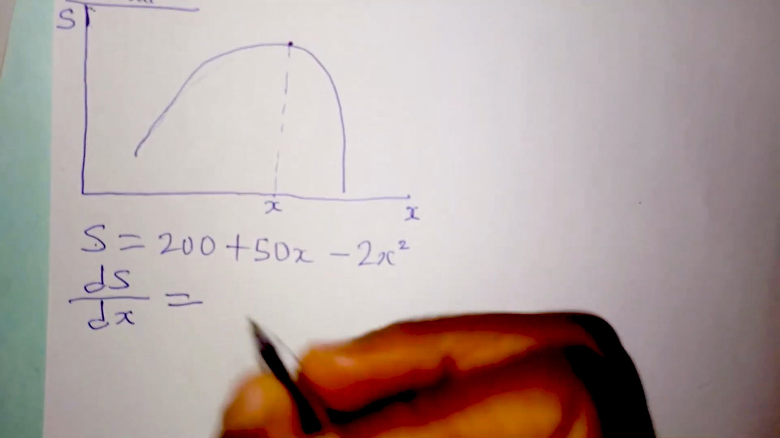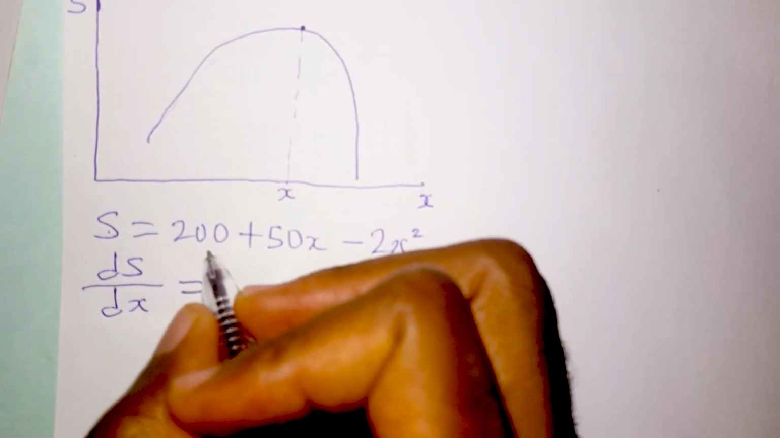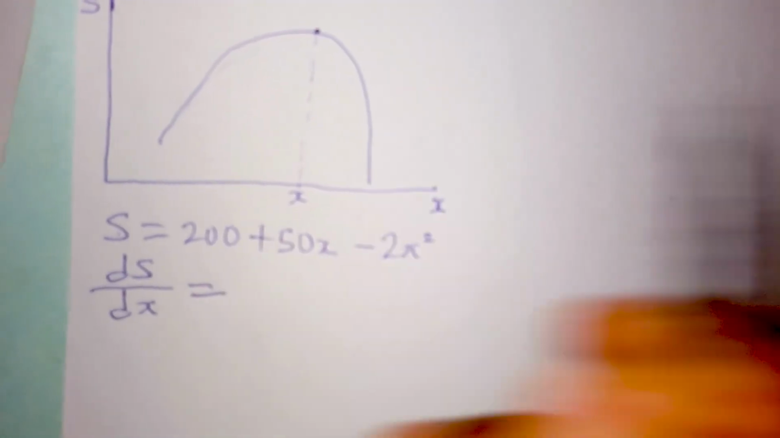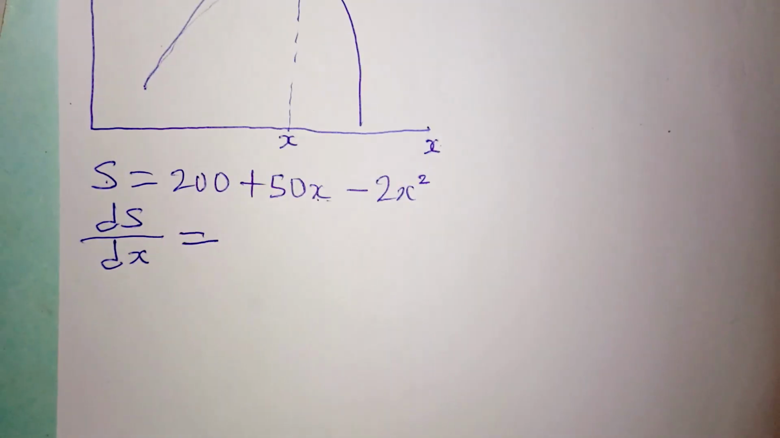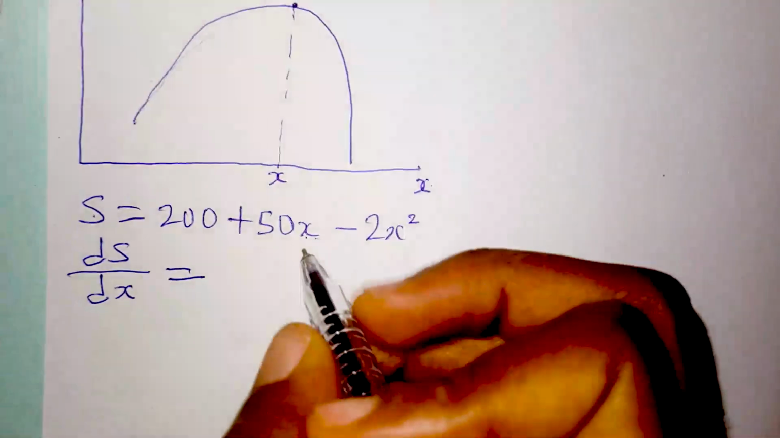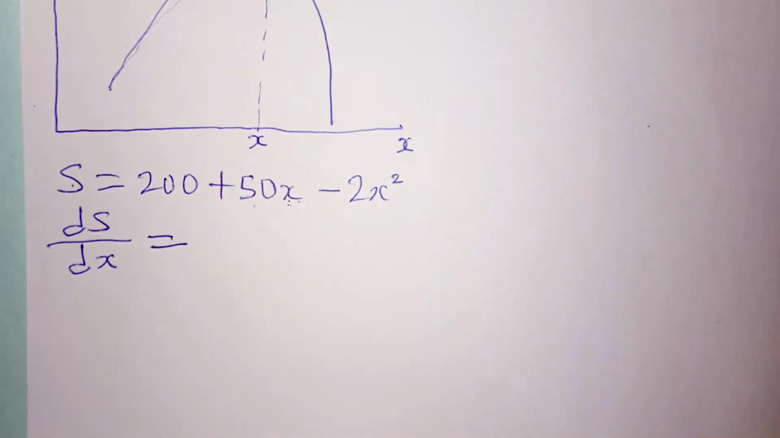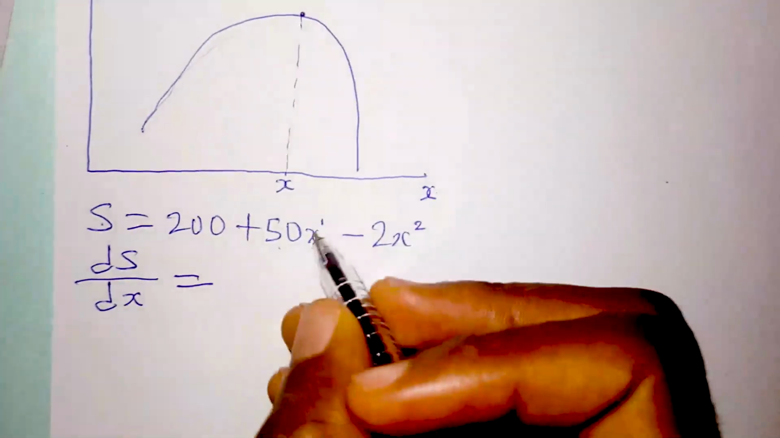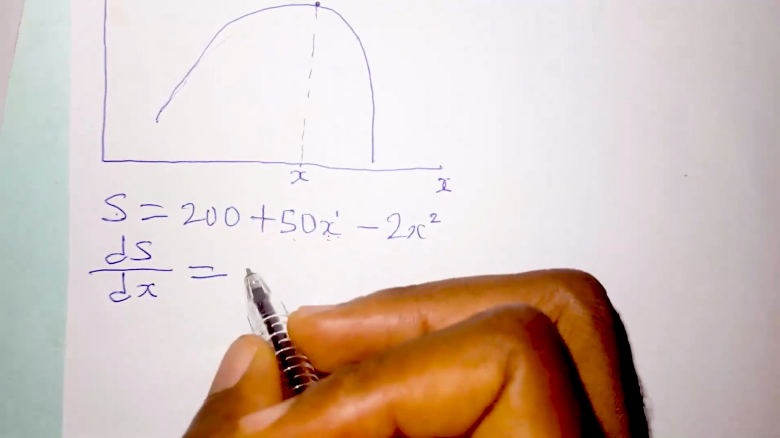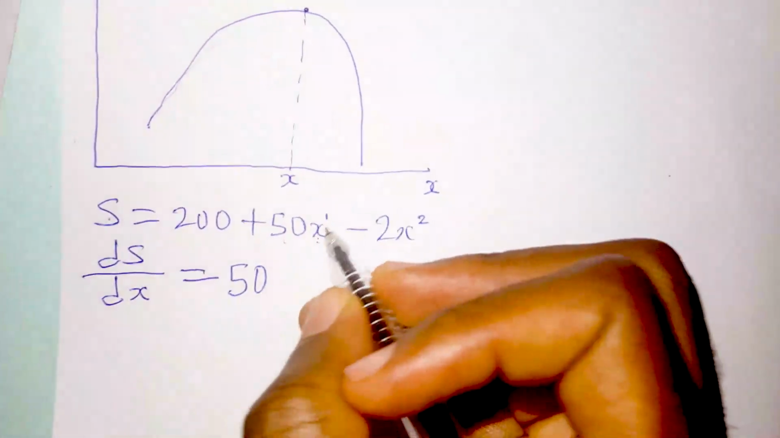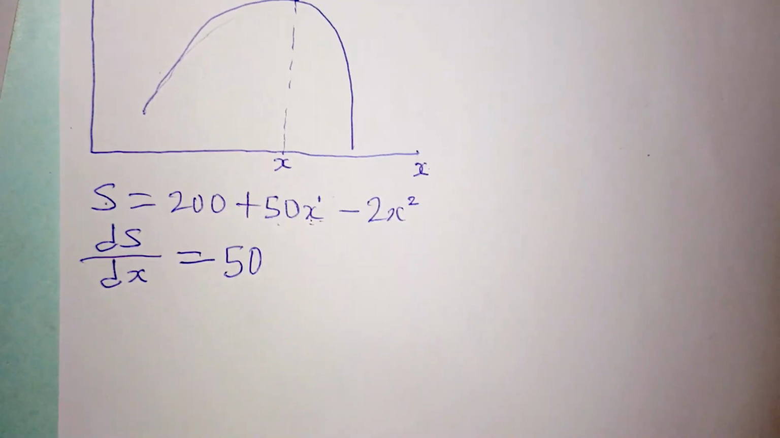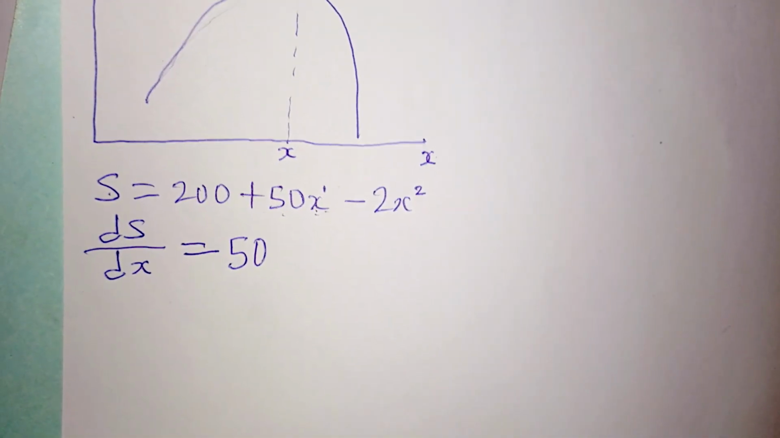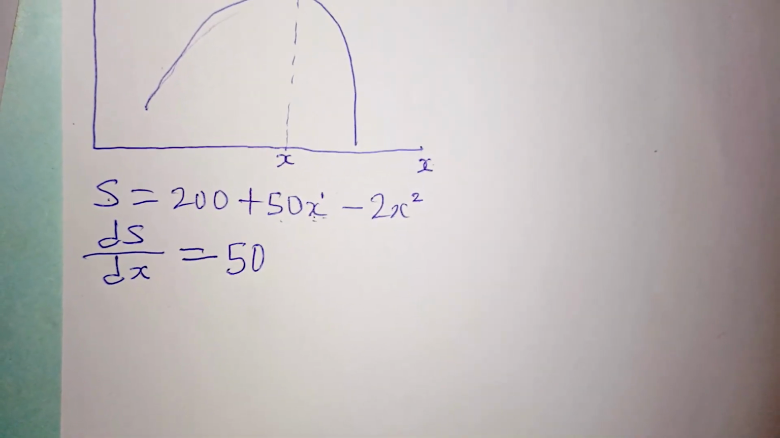So when you differentiate 200, 200 is a constant. Why? Because it doesn't have x. So when you differentiate the constant, it becomes 0. When you differentiate 50x, for those that are familiar with differentiation, you know this is 50x raised to power 1. By the time 1 comes here, it multiplies 50. You are going to have 50x raised to power 1 minus 1, which is going to be 50x raised to power 0. And you remember x raised to power 0 is going to be 1. Any non-zero number raised to power 0 is 1.